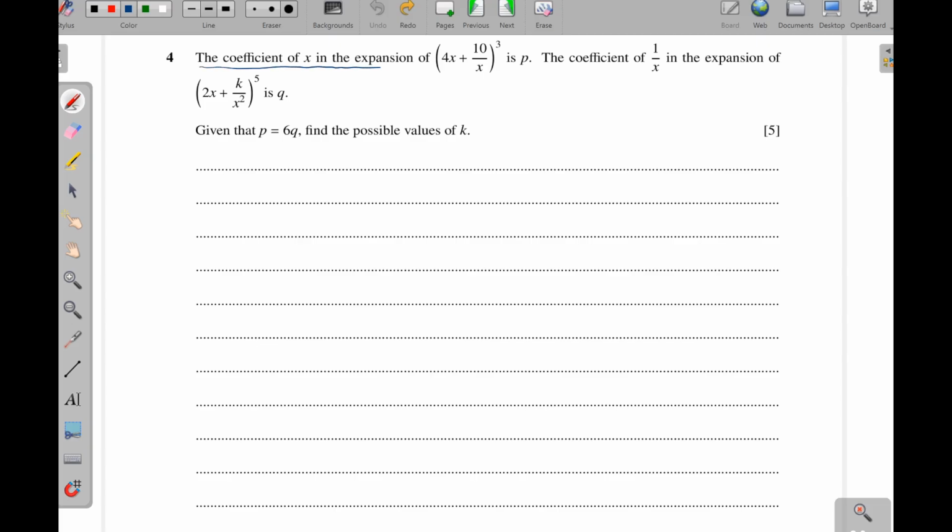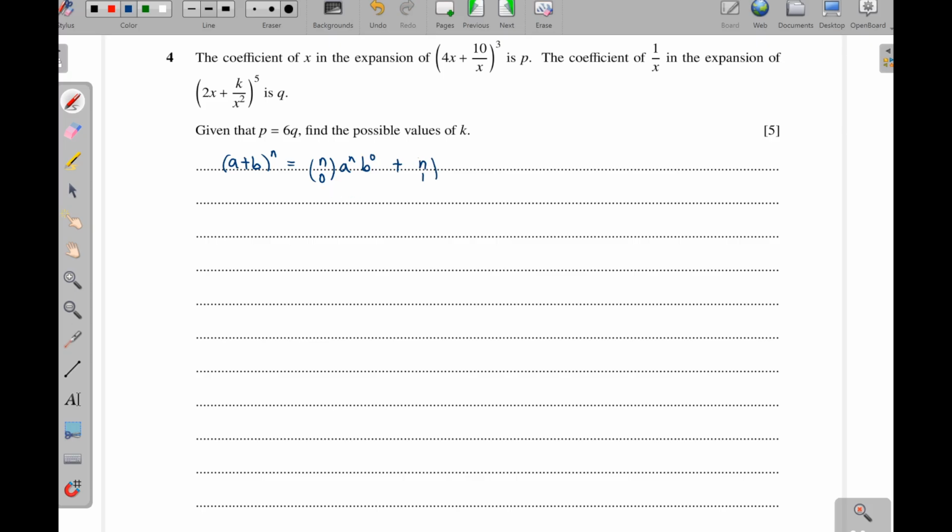The coefficient of x in this expansion is p, and the coefficient of 1 over x in this expansion here is q. Given that p is equal to 6q, find the values of k. Now, we know that from binomial expansions, if we have a plus b, which is powered by n here, we can have n combination 0, then a power n, and then b power 0. The power of the b is the one that comes into the combination here.